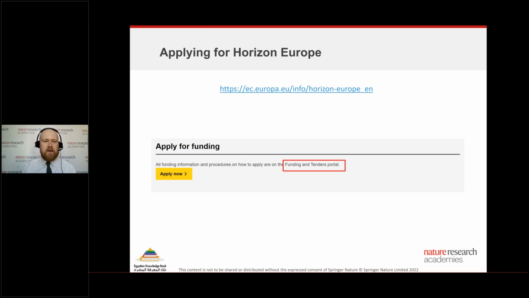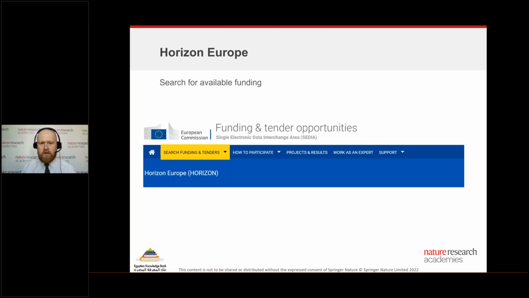I did want to highlight the funding and tenders portal. This is a useful platform where you can explore opportunities available through the expansive and wide Horizon Europe framework. So do feel free to Google funding and tenders portal. This will take you to this platform. I've also provided you with the URL here at the top of the page. So this is what the funding and tenders portal looks like.